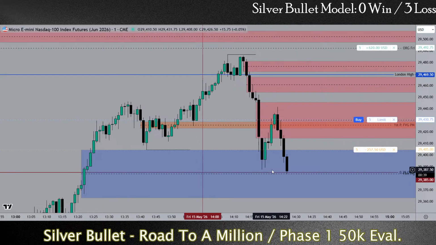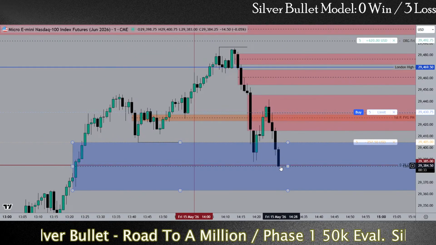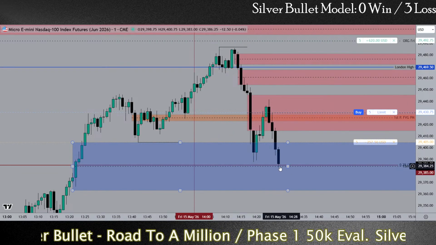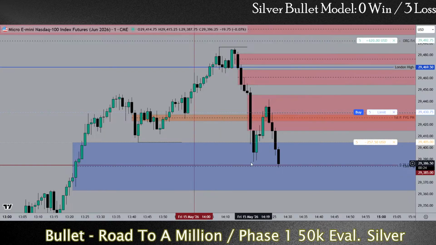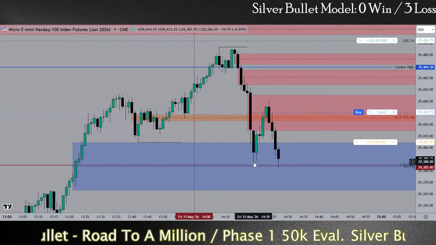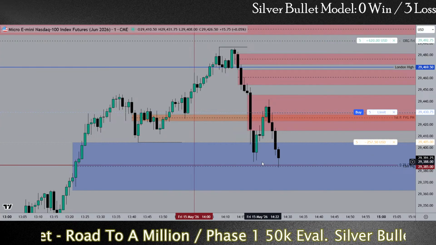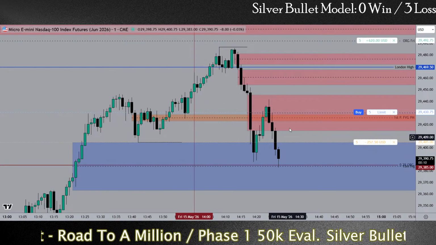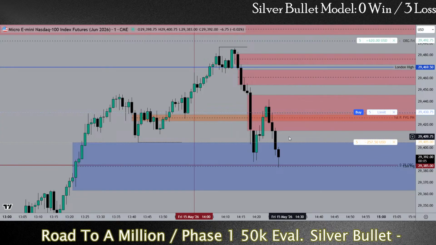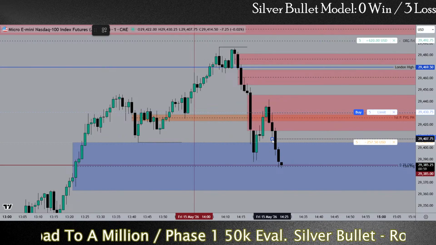Alright, so this is the return into this 15-minute inefficiency, and now we touch the lower quadrant and the consequent encroachment of this inefficiency. And we've taken sell side here. So this is an area where a turtle soup idea could form, and this is an area where it could potentially be turning around, I believe. Let's see what we'll get.